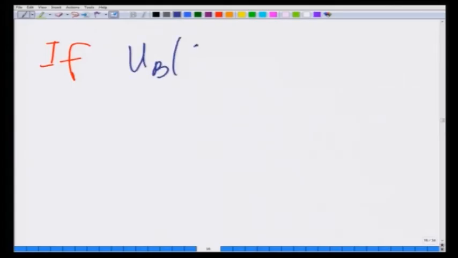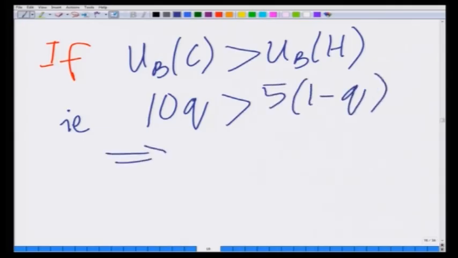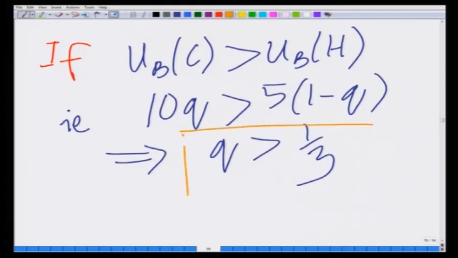Now, if the payoff to the boy from cricket is greater than the payoff to the boy from the Harry Potter movie, that is 10 times q is greater than 5 times 1 minus q, you can solve this and you will find that this implies that q is greater than 1 by 3. If q is greater than 1 by 3, then the best response of the boy, since cricket is always yielding a higher payoff, is to always watch cricket, which means the optimal best response probability P star is equal to 1.